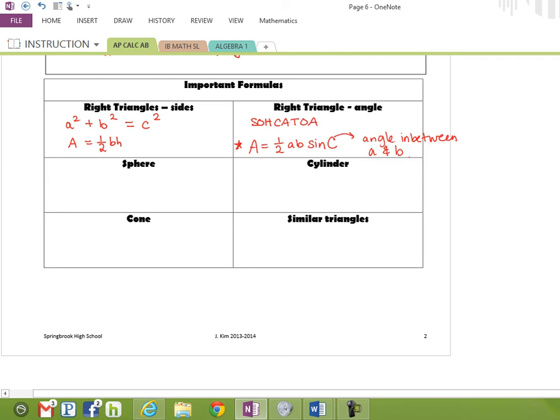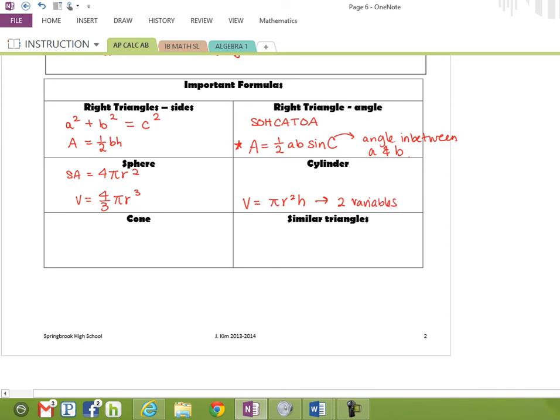Sphere, we have surface area of a sphere, but let's start with volume actually. Volume is 4/3 pi r cubed. When you take its derivative with respect to r, you get 4 pi r squared, which happens to be the surface area. A cylinder, same thing. Let's start with volume: pi r squared h, two variables.